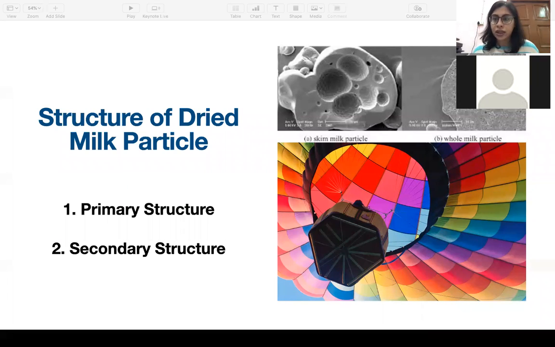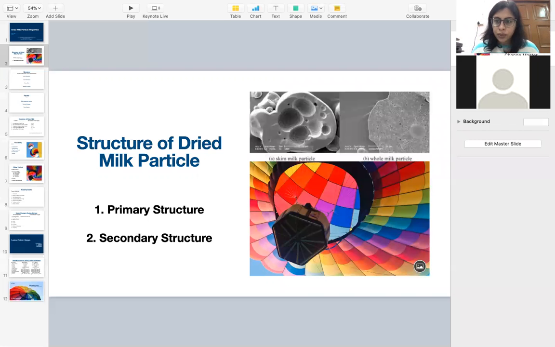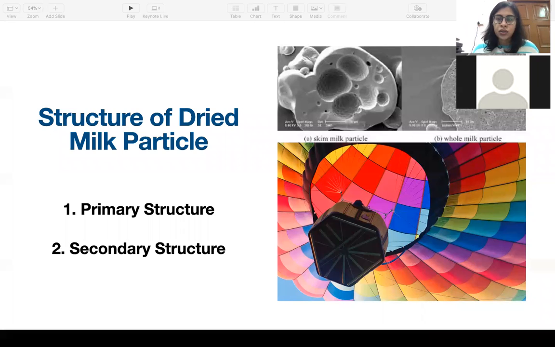Just a minute, I need to move this. Move it a bit down so that you can see. So is this structure clear? The skim milk particle and the whole milk particle. Can you see it properly now? Nitish, can you hear me? Yes, ma'am. You can see the particles.